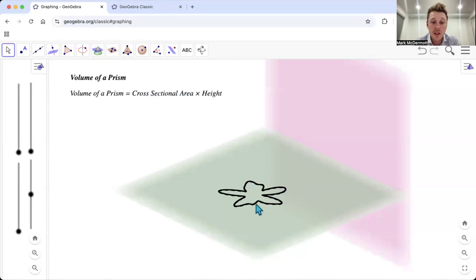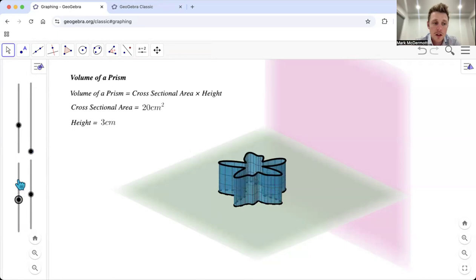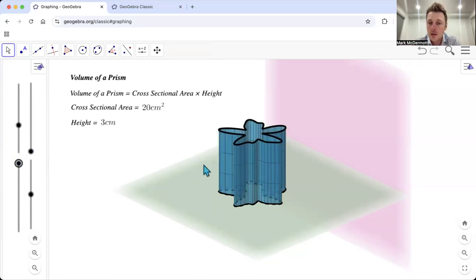But what we do know is if we know the cross-sectional area, which is this base, and we multiply that by the height, that'll give us the volume of that prism. So let's look at an example here. If we were told that this cross-sectional area was 20 centimeters squared, and we were told that the height was 3, now we're essentially extruding it into the third dimension, so it goes from being two dimensions to three dimensions. Let's imagine that this prism has a height of 3 centimeters.